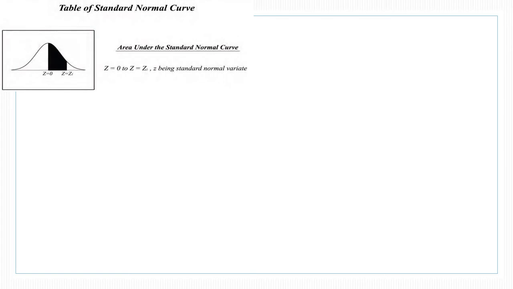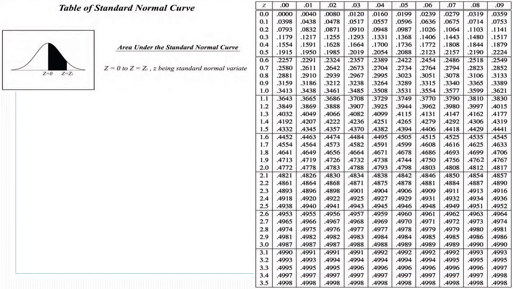Table of standard normal curve. From this you can see there is a curve here, z equal to 0, the center value, is written, and z equal to z1. That means the area from 0 to z1, okay. So those values are depicted in this table. Now this is the whole table. Okay, the whole table, every possible probability value is there in this table.